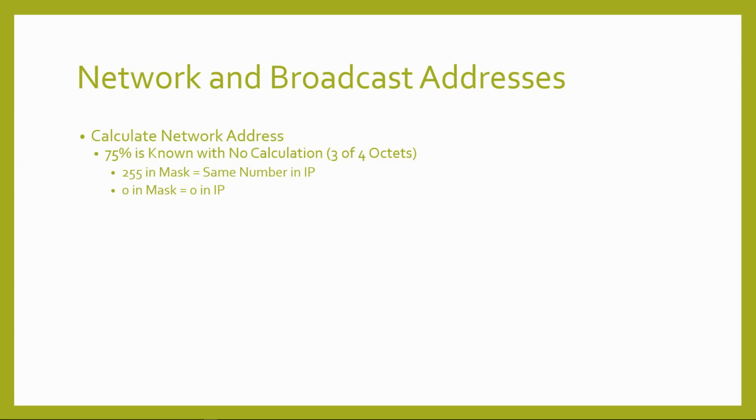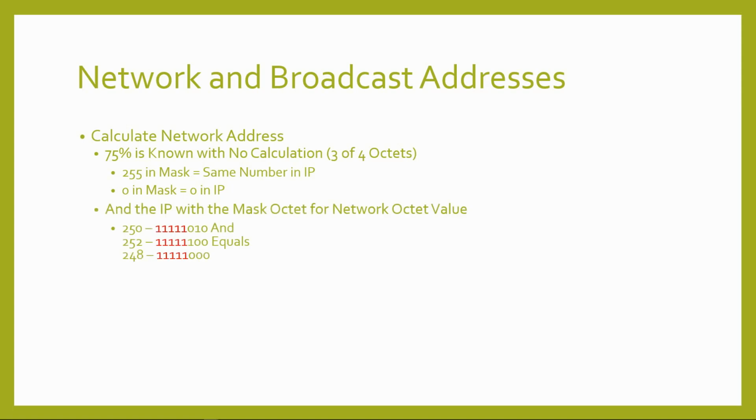So, for example, wherever the subnet mask has 255, it's going to equal the same number as the IP. That is setting up your network address. Wherever the subnet mask has a 0, we know that the network address is going to have to be a 0, because anything ANDed with 0 is always going to be 0. After that, all we have to do is calculate the one octet we don't know.